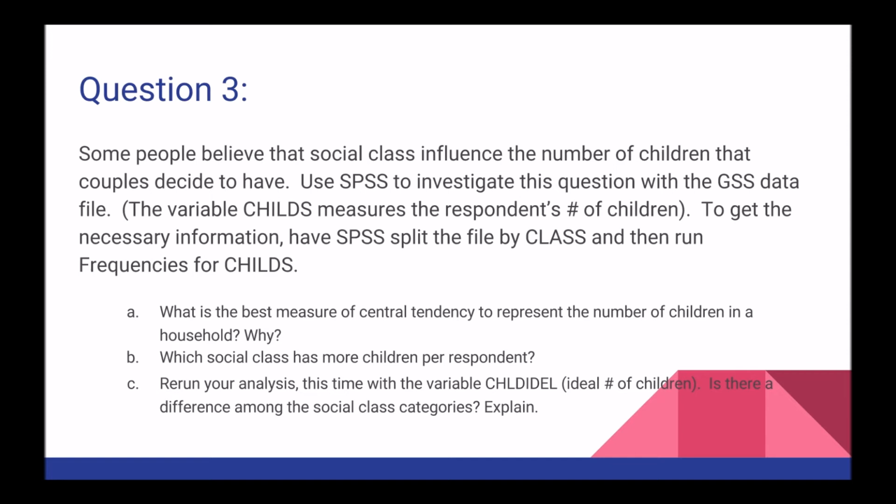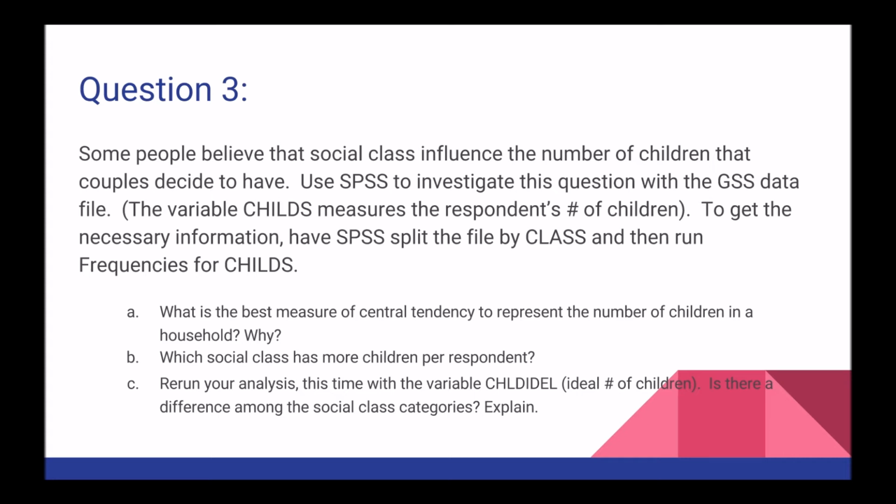Question 3. Alright, so some people believe that social class influences the number of children that couples decide to have, so we're going to use SPSS to investigate this question. So the variable we're working with this time is childs, and that measures the number of children that the respondent has. And we're going to split that file by class, and then we're going to run frequencies. And then you're going to have to answer A and B. That's where you're going to do your analyzing.